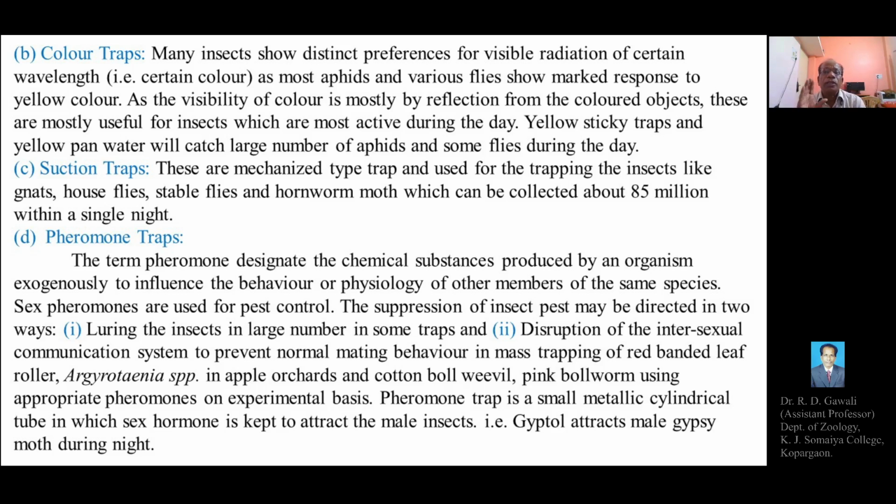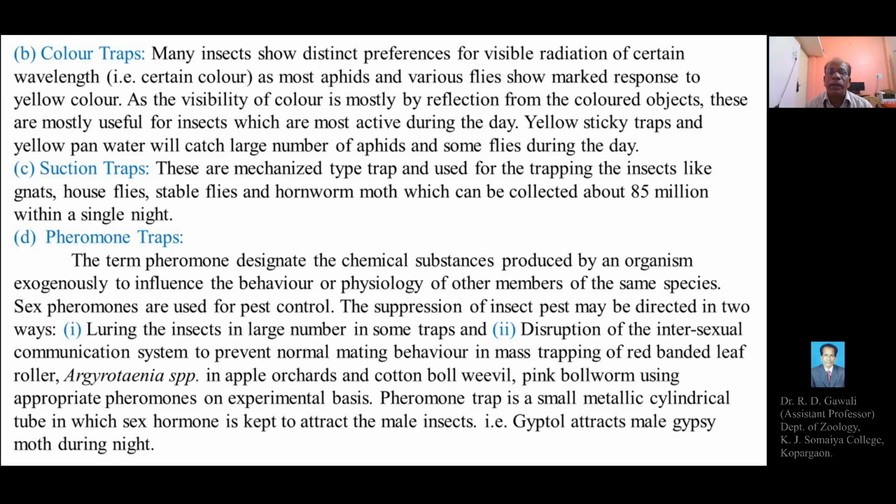So sex pheromones are used for pest control, and the suppression of the insect pest, or the decrease in the number of pest population, can be achieved in two ways. One is luring or attracting the insects of the same species in large numbers into traps, and the other is disruption of the intersexual communication system to prevent normal mating behavior, as in mass trapping of the red banded leaf roller.